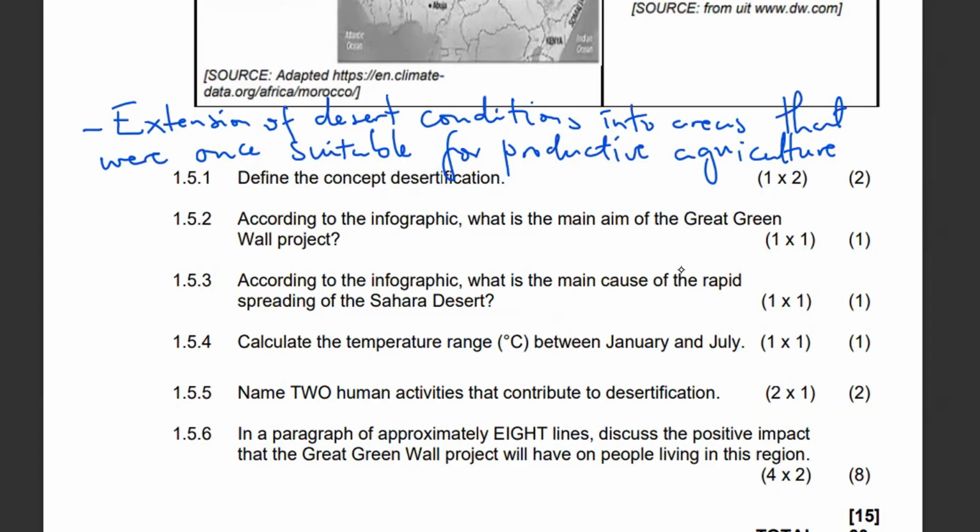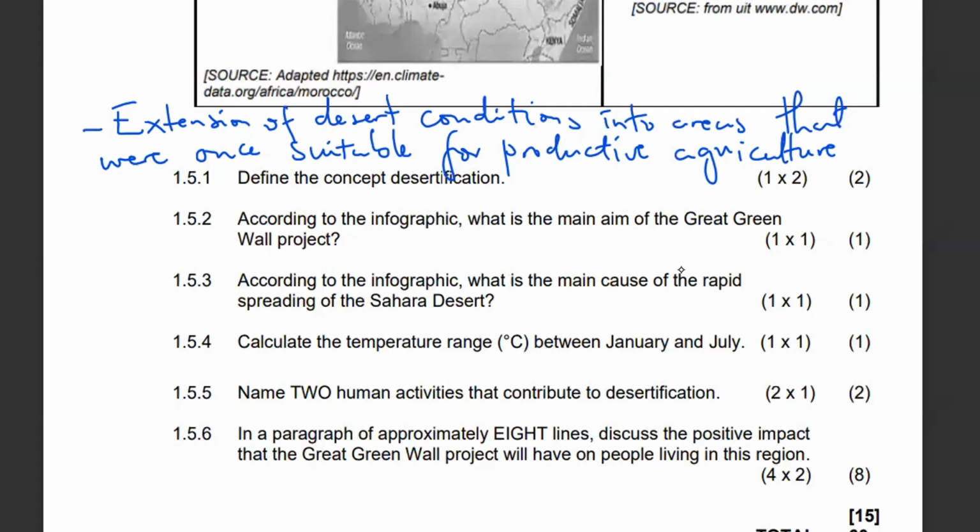That's basically desertification. We are looking at the deserts extending into other areas that were once suitable for farming. We know desert conditions are not conducive for agriculture. They are very hot and there's limited precipitation. So if those conditions are also extending, the soils are less fertile, they are infertile because we have sandy soils in the deserts. So if those conditions are extending into neighboring areas, that is desertification. Deserts are extending into the areas which were once suitable for productive agriculture. That is defining it in simple terms.